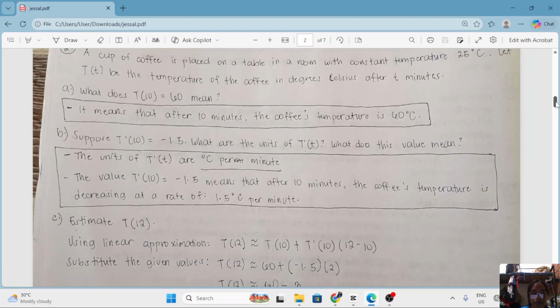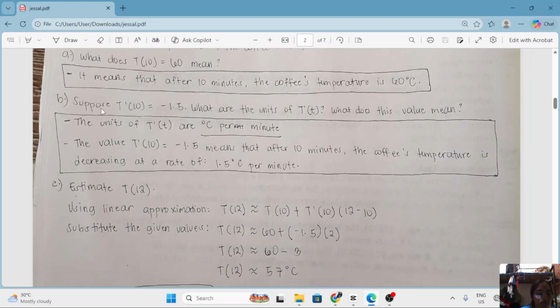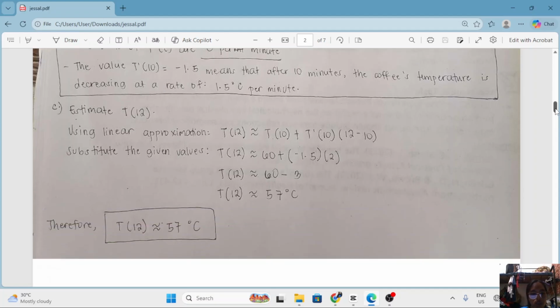Next is letter B. Suppose T prime of 10 is equal to negative 1.5. What are the units of T prime of t? What does this value mean? So the units of T prime of t are degrees Celsius per minute. So the value of T prime of 10 is equal to negative 1.5, means that after 10 minutes, the coffee's temperature is decreasing at a rate of 1.5 degrees Celsius per minute. So let's move on to letter C.